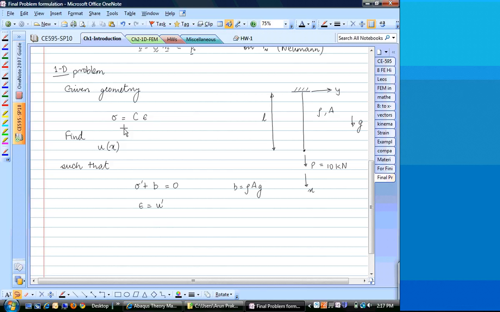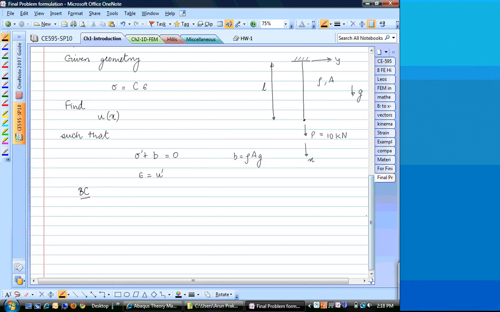In addition, there is this material law. So now what are the boundary conditions? Displacement u at 0 is equal to 0. This is your gamma d. So this has to hold for all x in 0 to L, and this has to hold on gamma d, which is defined as x equal to 0.